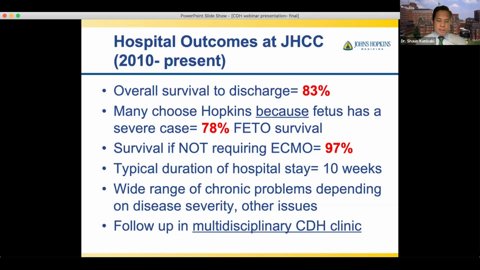I think more on this amazing resource next from Dr. Nies, our CDH cardiologist. This concludes my segment on the surgical management of CDH. Thank you very much for your time.